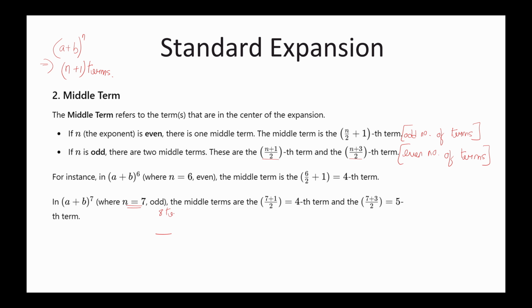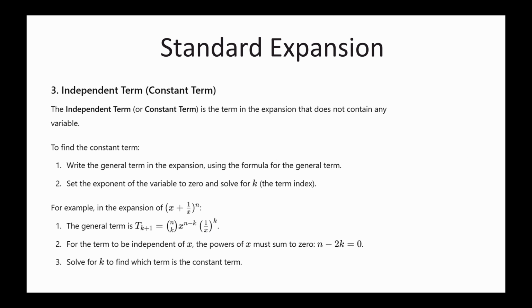I would have 8 terms. So how can I write this? Let's say these are my 8 terms: 1, 2, 3, 4, 5, 6, 7, 8. So my middle 2 terms, these would become my middle terms. Now you can see that on the right hand side I have 3 terms, and on the left hand side also I have 3 terms. So that is why these 2 are considered as my middle terms.